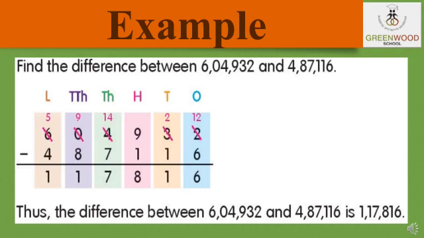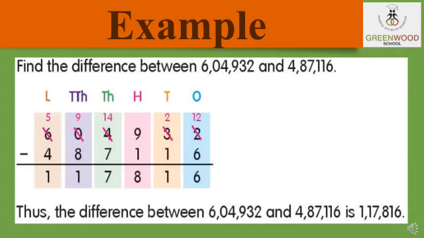Find the difference between 6,04,932 and 4,87,116. So, first step, subtract the ones, that is 2 minus 6. So 2 is a smaller number, so we'll borrow a 10 from the tens place. So cut the number 2 and write over there 12. Now as we borrowed one number from tens, 3 will be cut and over there 2 will come.